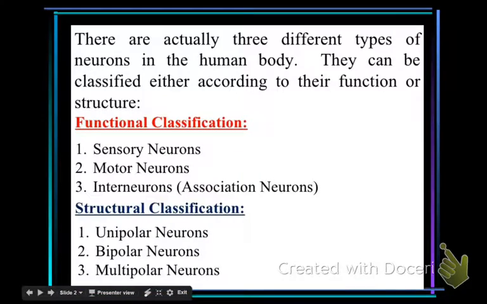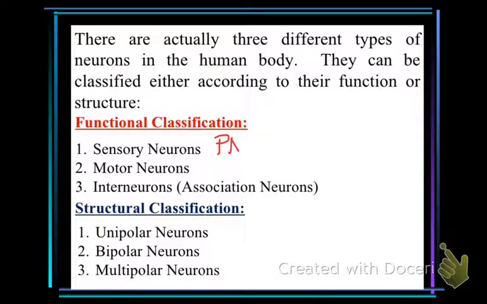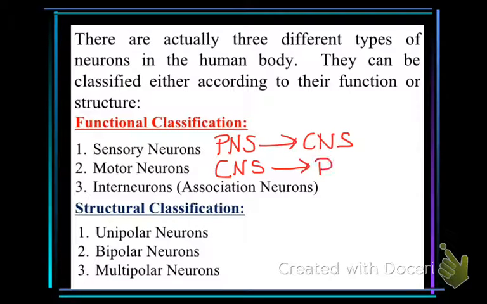As we move on here, of your neurons, you have 3 different ones based upon which direction they go. Sensory neurons are going to go from the periphery, the peripheral nervous system, to the central nervous system. Motor neurons are going to carry information from the central nervous system on out to the peripheral. And interneurons are just within the central nervous system, communicating within that system.